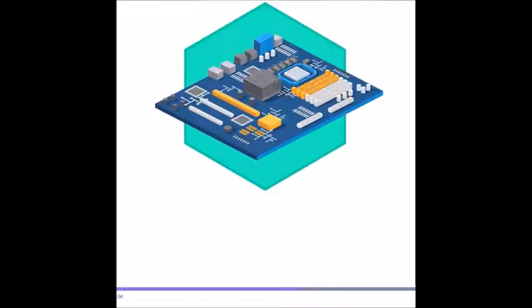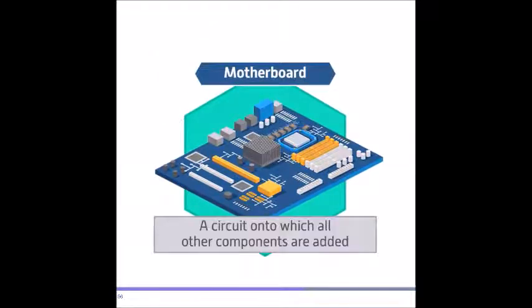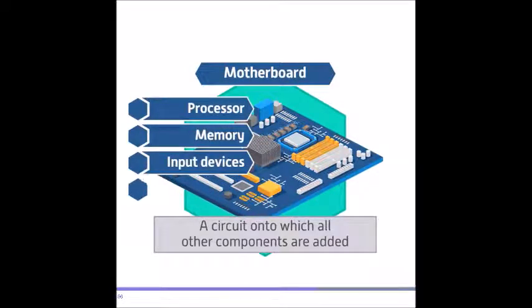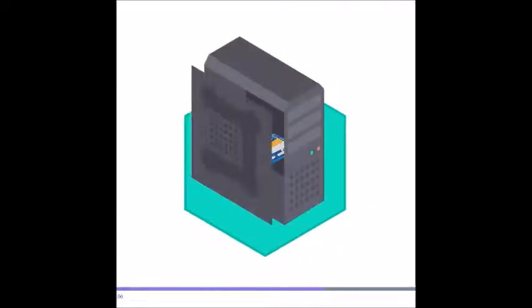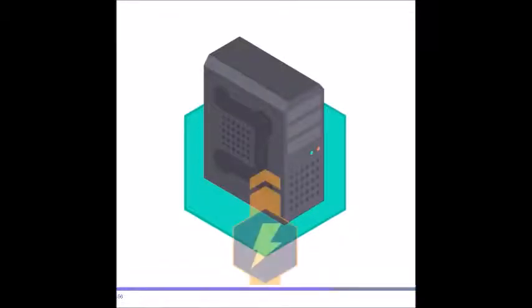Computers also contain a motherboard, which is a circuit onto which all the other components are added. The processor, memory, input and output devices will be connected to the motherboard. There will also be some type of case, which houses the components and protects them from damage. Additionally, computer systems require power, which might come from the mains or a battery.